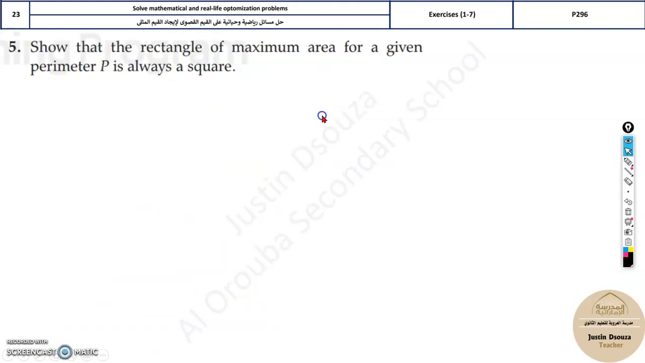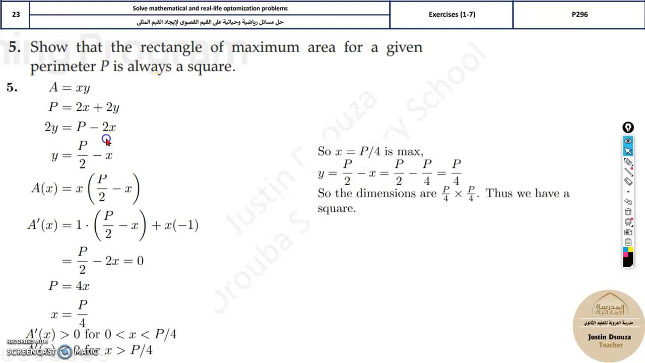Okay. Now I'll just tell you a little bit about this. They have told us to show the rectangle of maximum area for a given perimeter. Now over here, they have told the perimeter is constant, right? A given perimeter. So we'll consider the area equation and the perimeter equation. For a rectangle, area is xy, perimeter is 2x plus 2y. Now get everything in terms of y. So take everything to the other side and you'll get this equation.